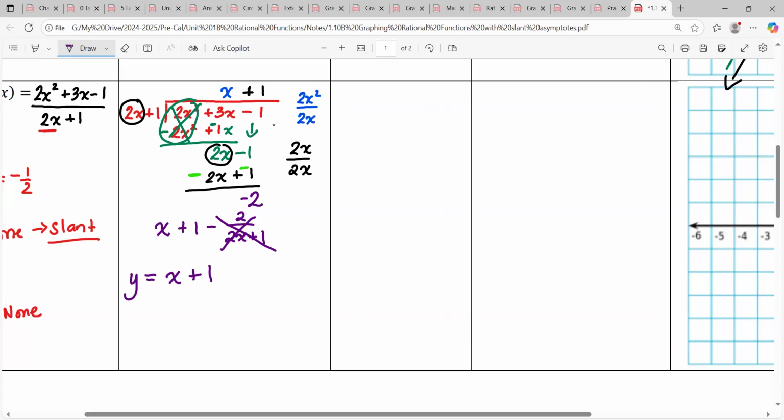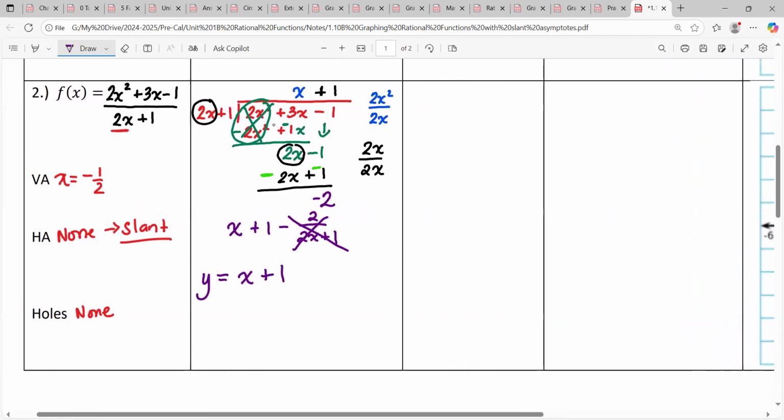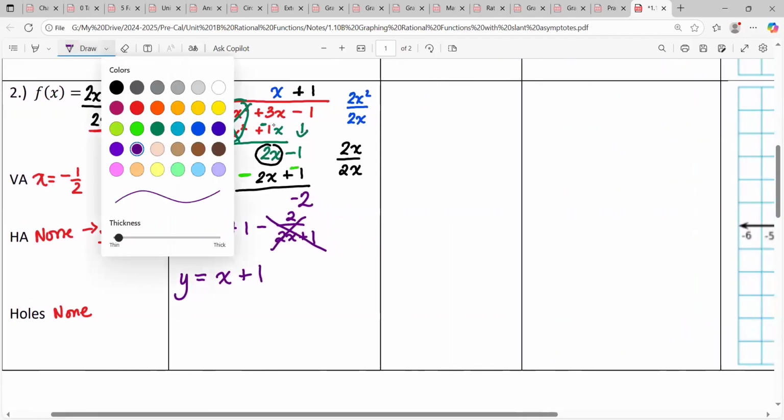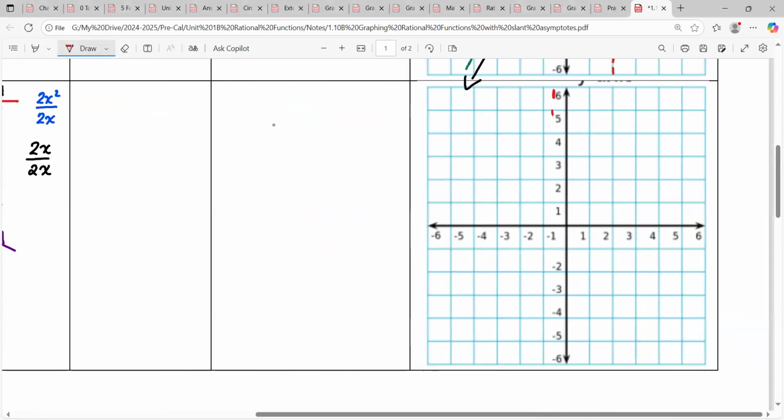Everybody remember the long division now? Yeah. Okay. So let's go ahead and graph our vertical and our slant. Vertical is at negative 1/2. And where's the slant at? I already forgot. X plus 1. So y-intercept is 1, slope is 1.